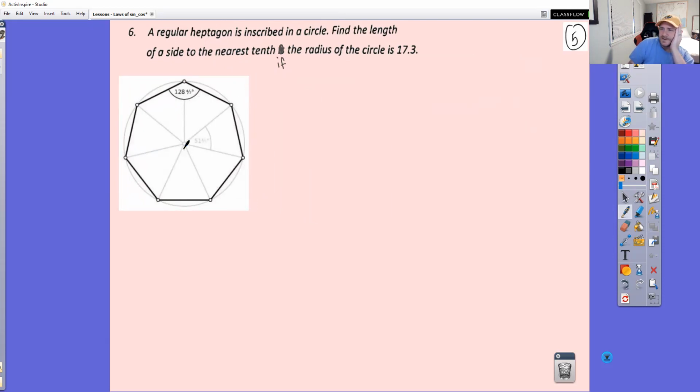Yeah, I thought there was something different. I thought they were going to ask you for this dimension, like the height of these triangles here. But no, they're not asking for that. So we're doing the same exact thing. We're told that the radius of the circle is 17.3. So that means this dimension is 17.3. That's 17.3 as well.